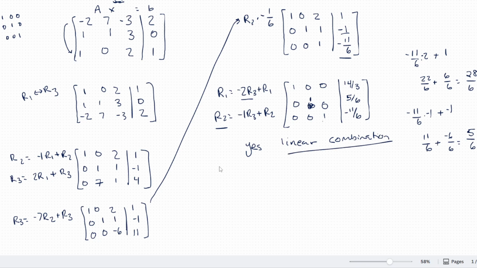And our x values are going to be equal to our solution over here, 14 thirds, 5/6, and negative 11/6. So x1 equals 14 thirds, x2 equals 5/6, and x3 is equal to negative 11/6.